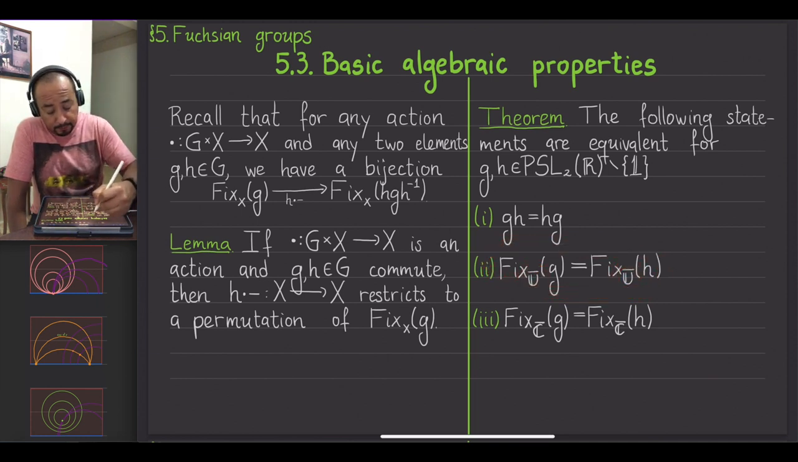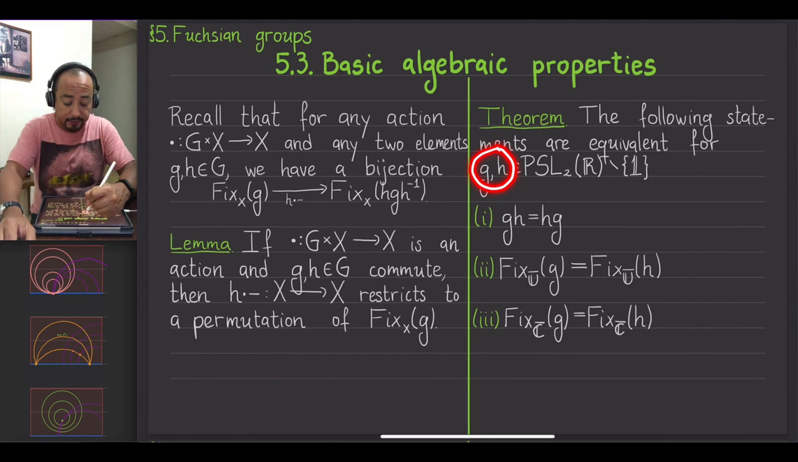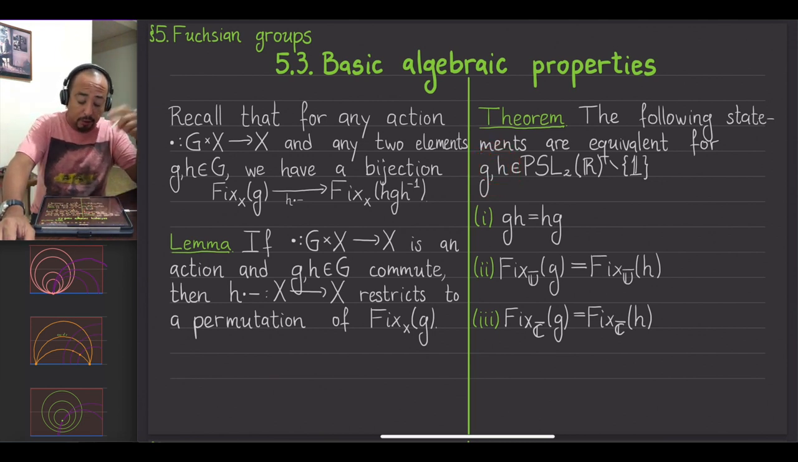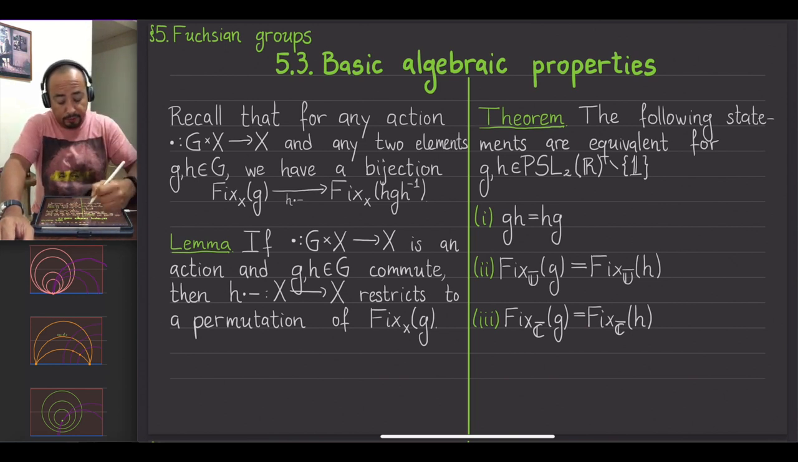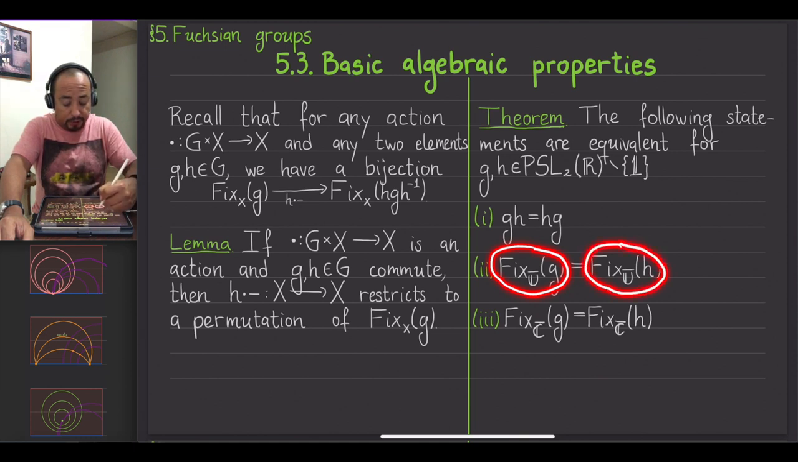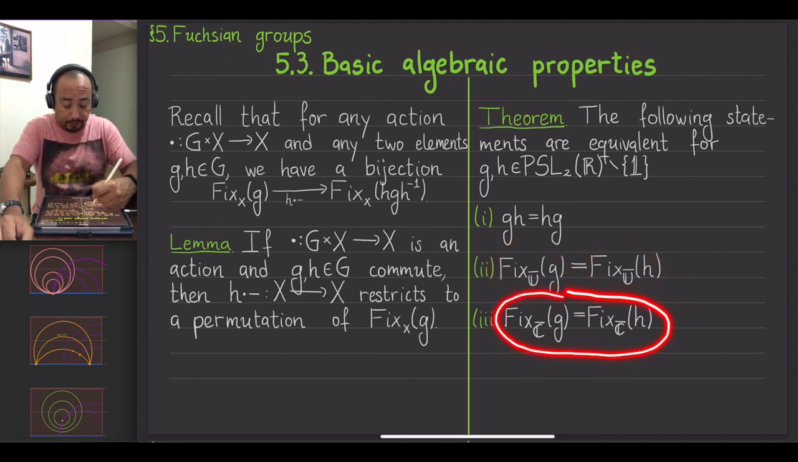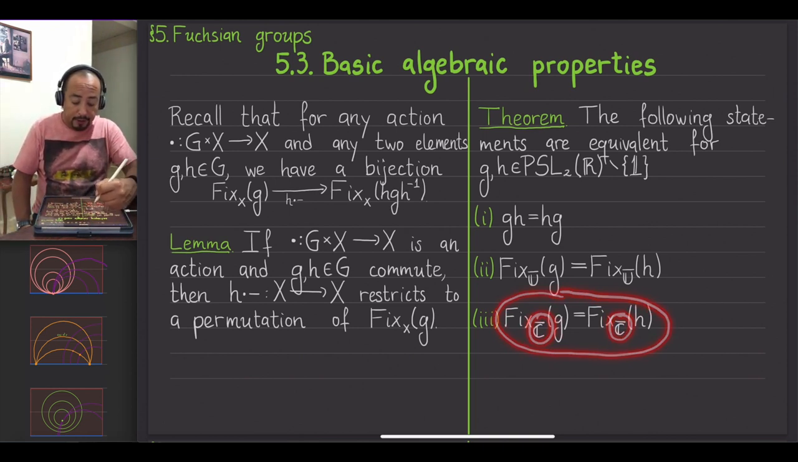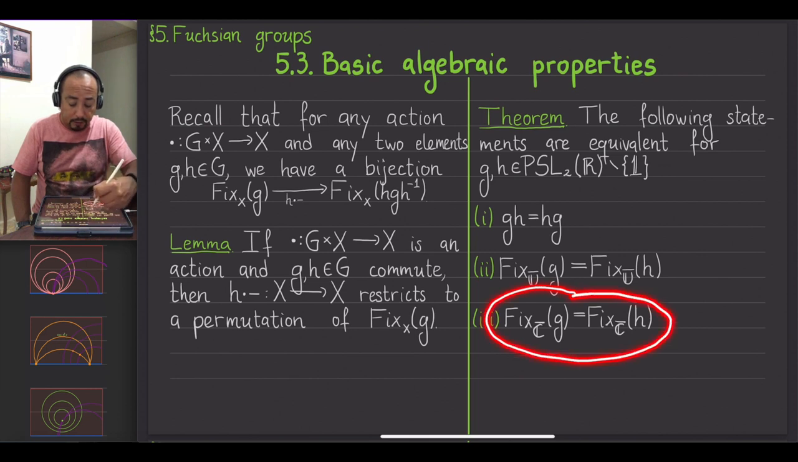So being in PSL2R, each of them preserves U bar bijectively, right? So each of them acts, well, not only in C bar, but actually acts on U bar, right? So their sets of fixed points according to the action on U bar coincide. And the third condition is that if you rather consider the whole action on the whole of C bar and not only on U bar, their sets of fixed points also coincide.